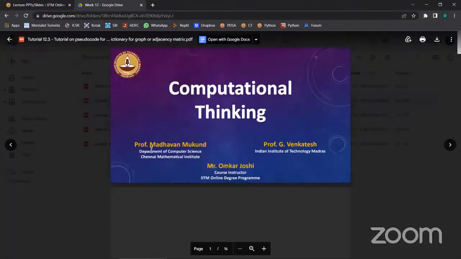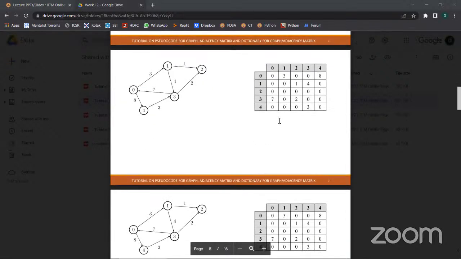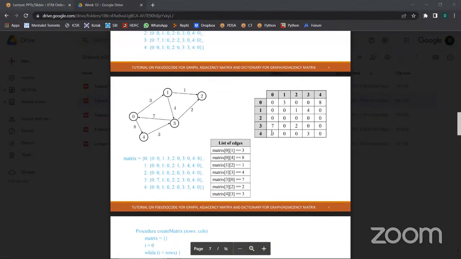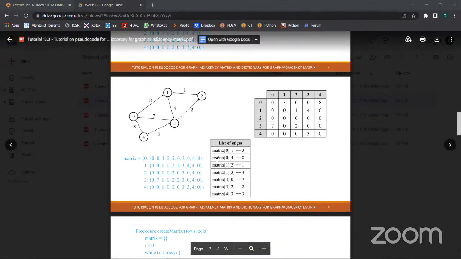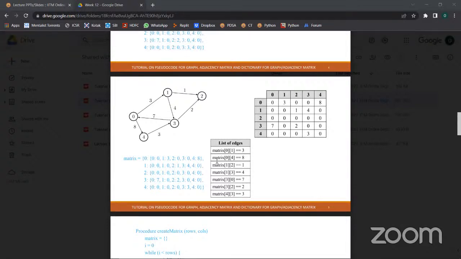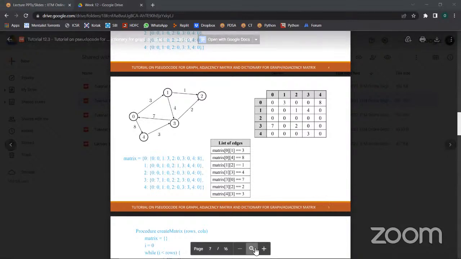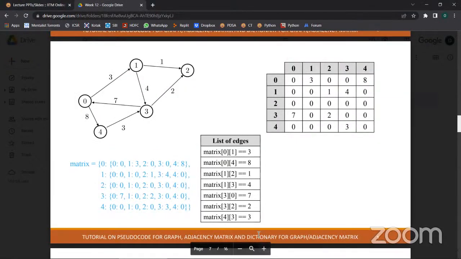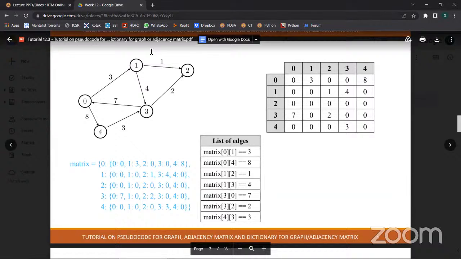Okay, can you see this? Yes, sir. Okay, consider this particular slide, slide number 5. Let me zoom a little bit. Is it clear enough? Yes, sir. Clear. Okay, so Yashwant, now this is a graph.